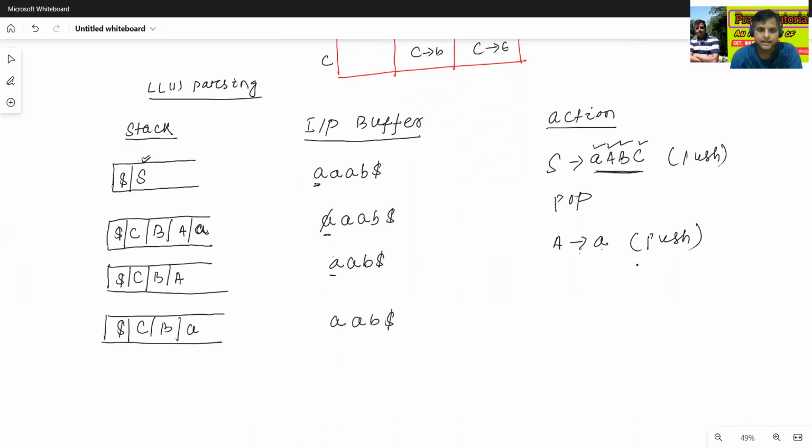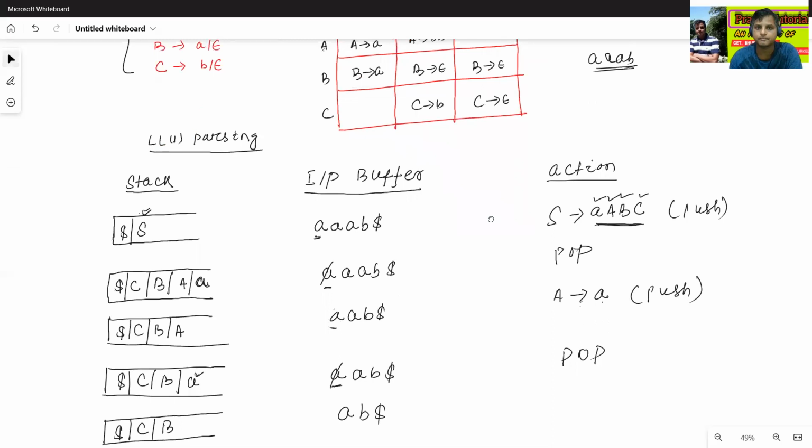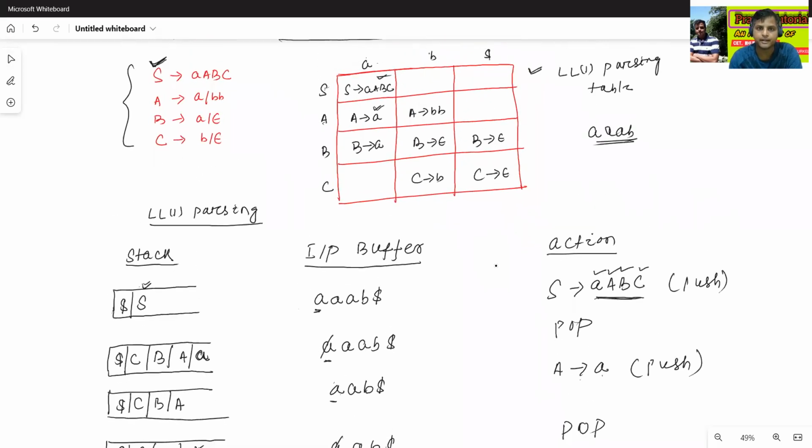Okay. See here, this A, top of the stack, and this A, both are matched. Both are matched means pop. Now we'll pop. This A will pop from the string. So this is dollar, this is C, this is B, this is A. This is B, this is dollar. See here, B on A. Just check the table. B on A means the production is here B to small a.